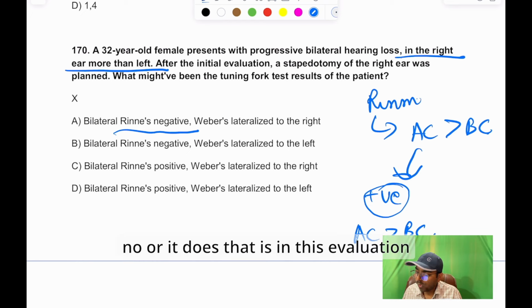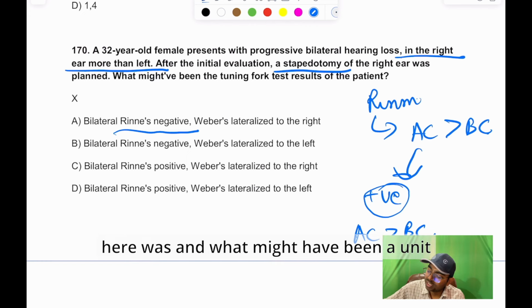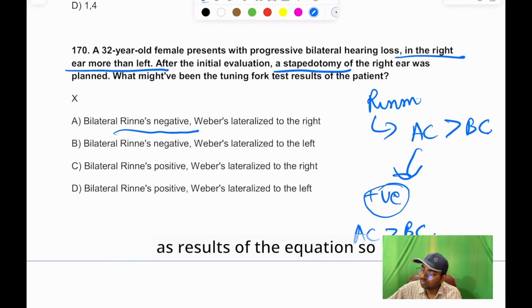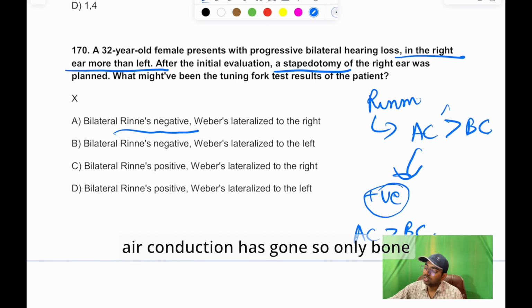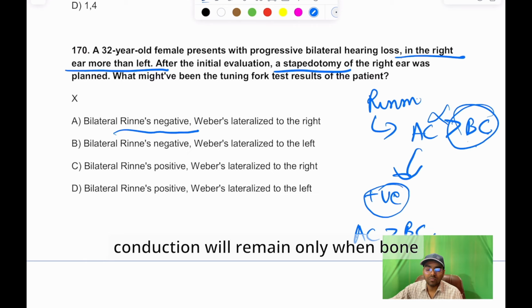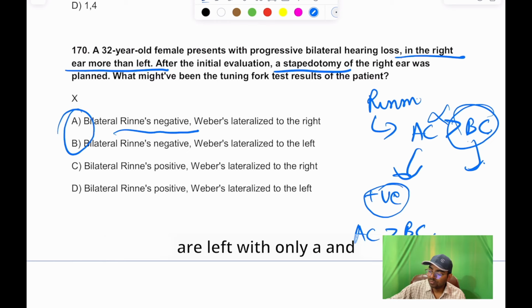No. After this evaluation, stapedotomy of the right ear was done. What might have been the tuning fork test results of the patient? So now stapedotomy is there, so air conduction has gone. So only bone conduction will remain. And only when bone conduction remains, Rinne's test will be negative. So we are left with only A and B.